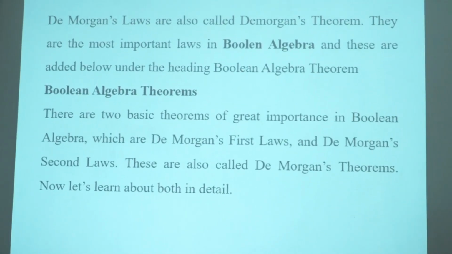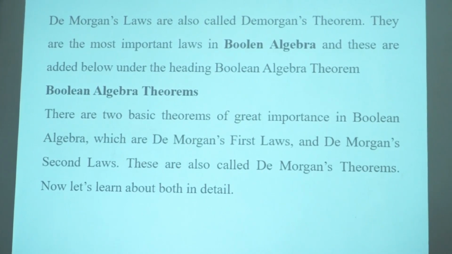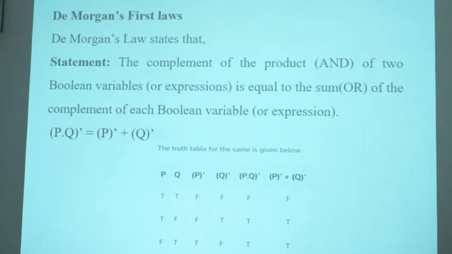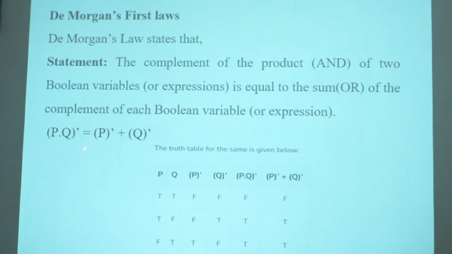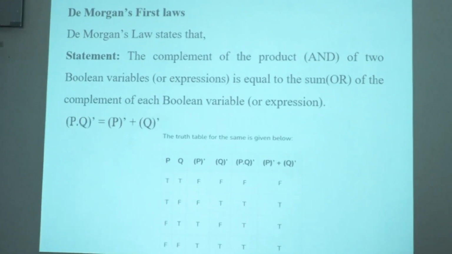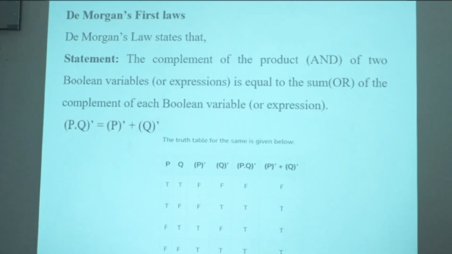Now I would like to discuss this important Boolean algebra theorem, which is called De Morgan's theorem. There are two different laws in De Morgan's theorem which we are going to discuss now. The first De Morgan's law says the complement of the product. Please look at the board. The most important law of all Boolean algebra is De Morgan's law, so we will discuss this particular thing today.